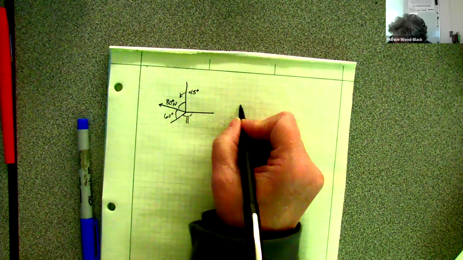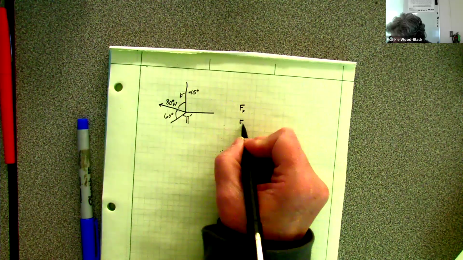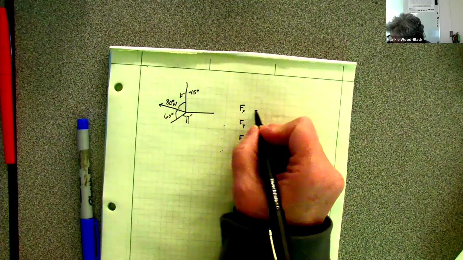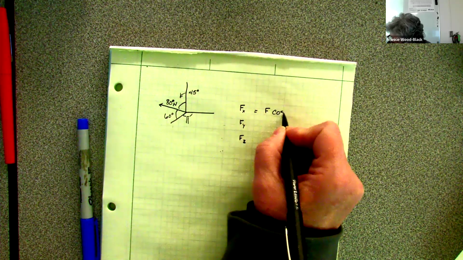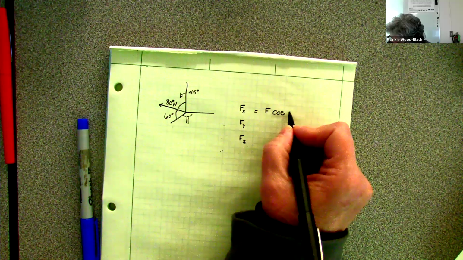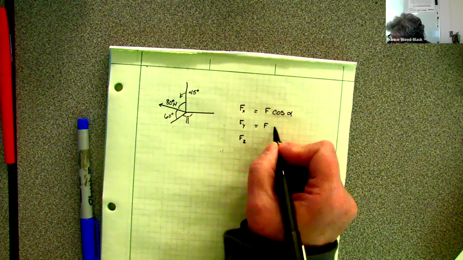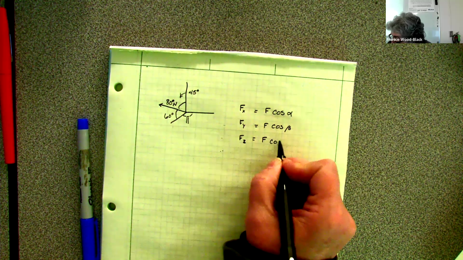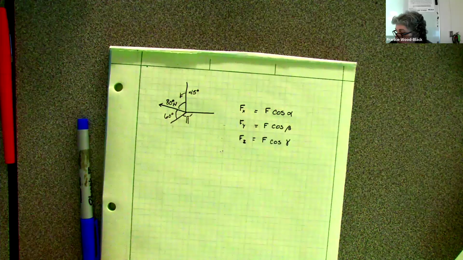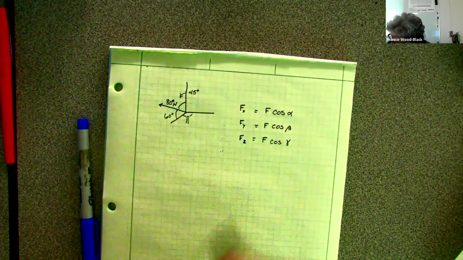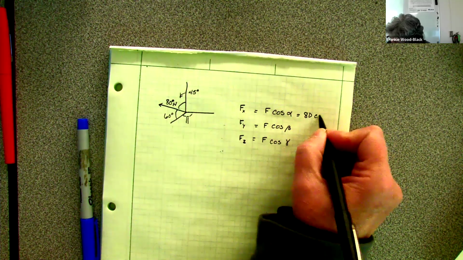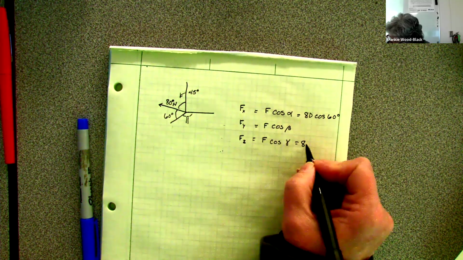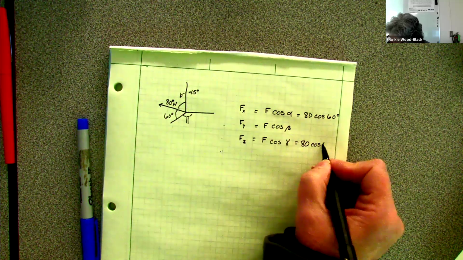We want to find Fx, Fy, and Fz, which means we're going to use F cosine of our alpha, F cosine of our beta, and F cosine of our gamma. Well, we can do alpha and gamma pretty quickly. So that's 80 cosine of 60 degrees, and this is 80 cosine of 45 degrees.